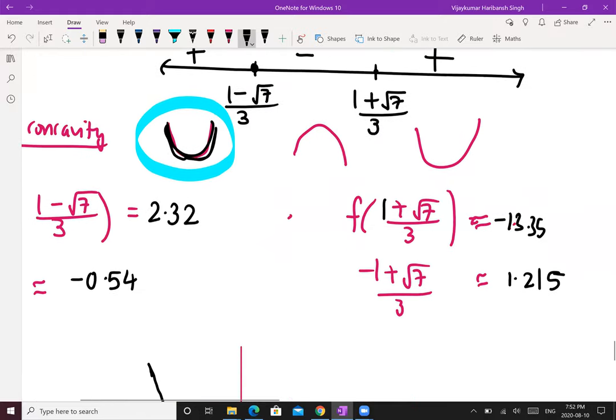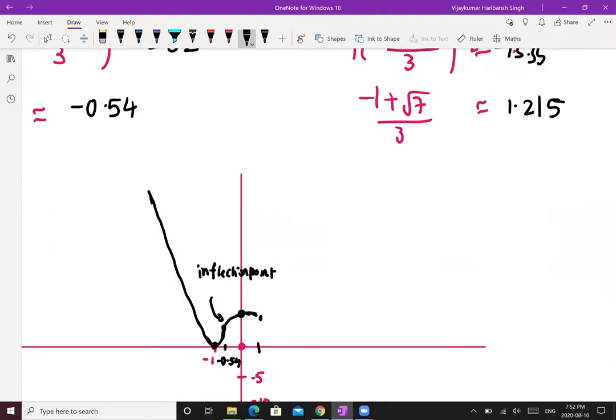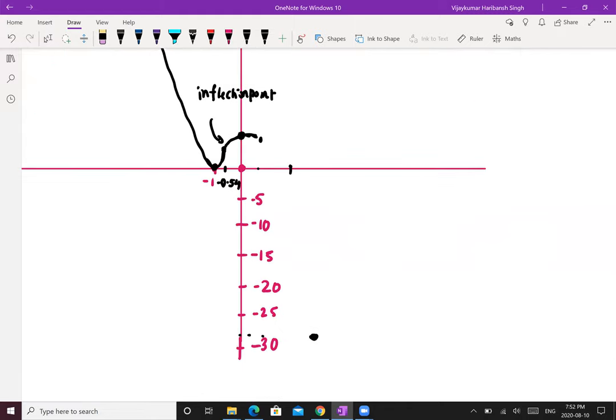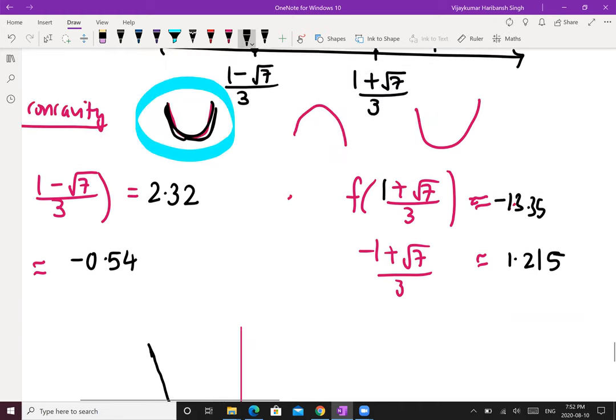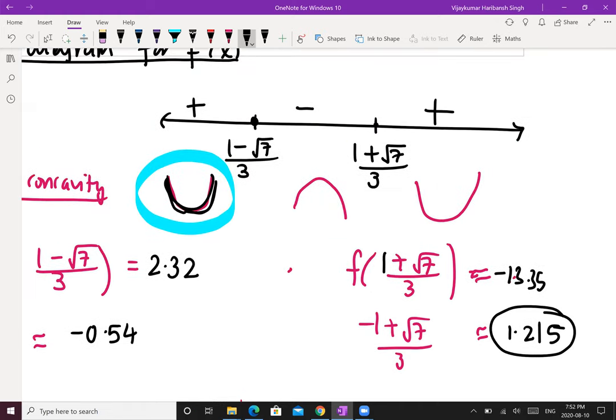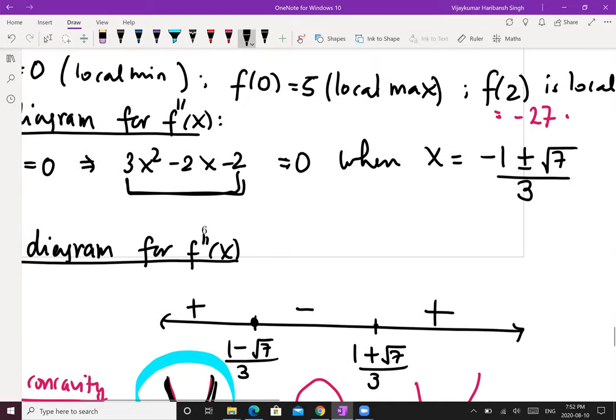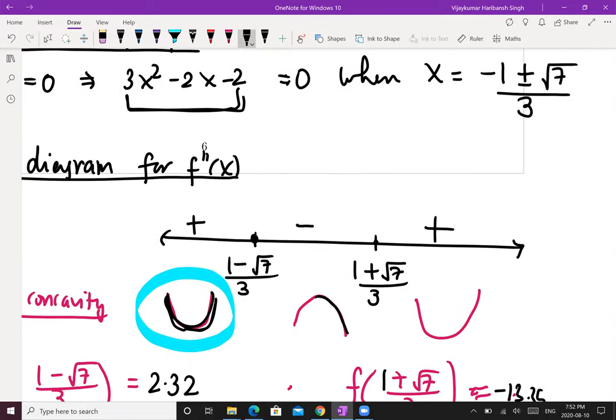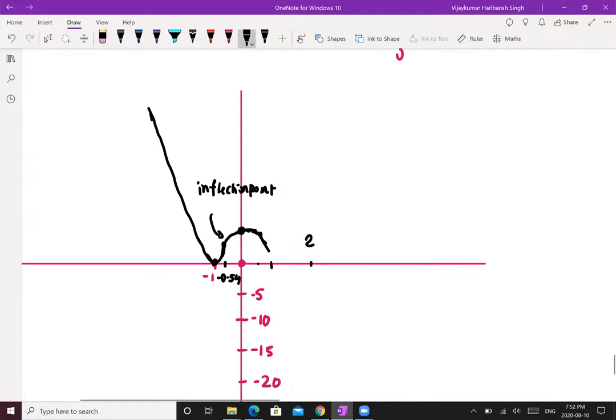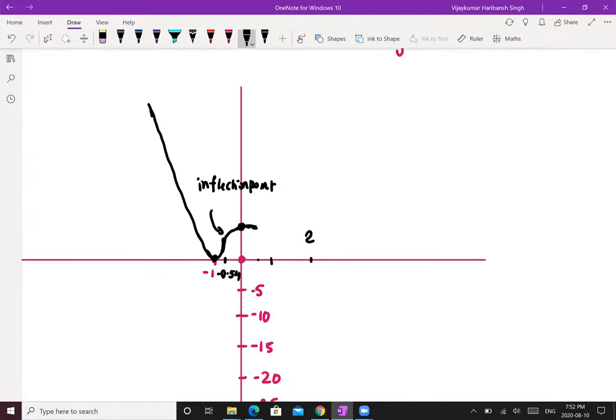So we have a local minimum at 2. This is our local minimum, and the function goes down. It will cross the x-axis at some point, but before that it becomes concave down. Now the concavity changes again, where from concave down it becomes concave up. So it goes down quite steeply.